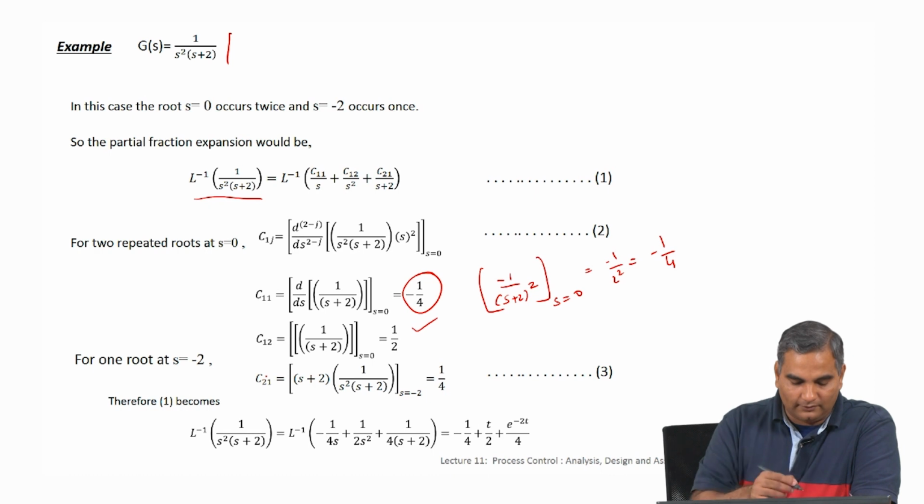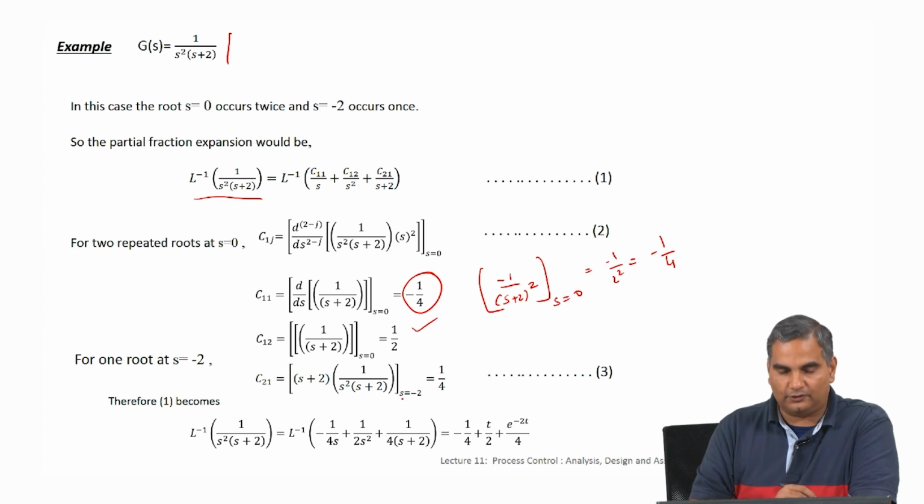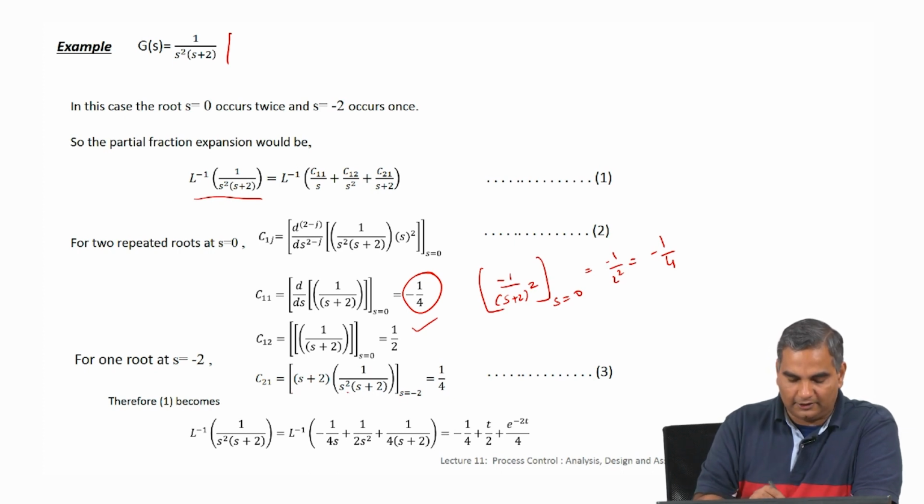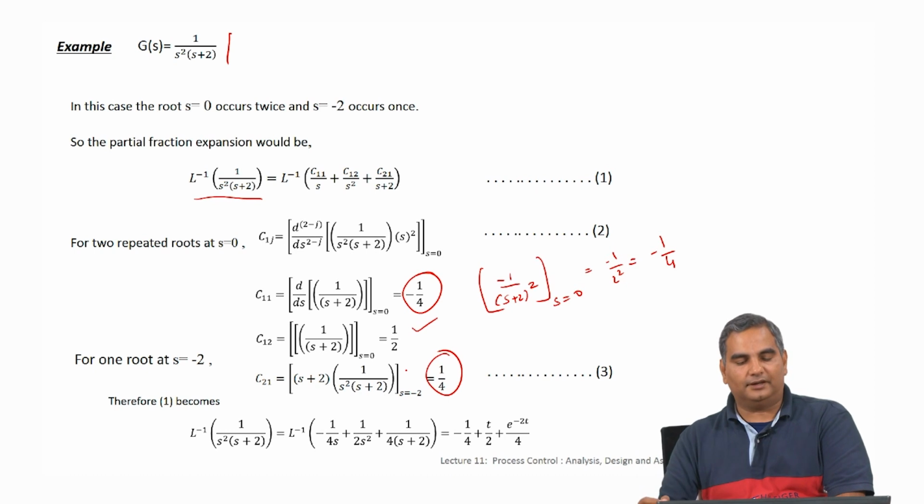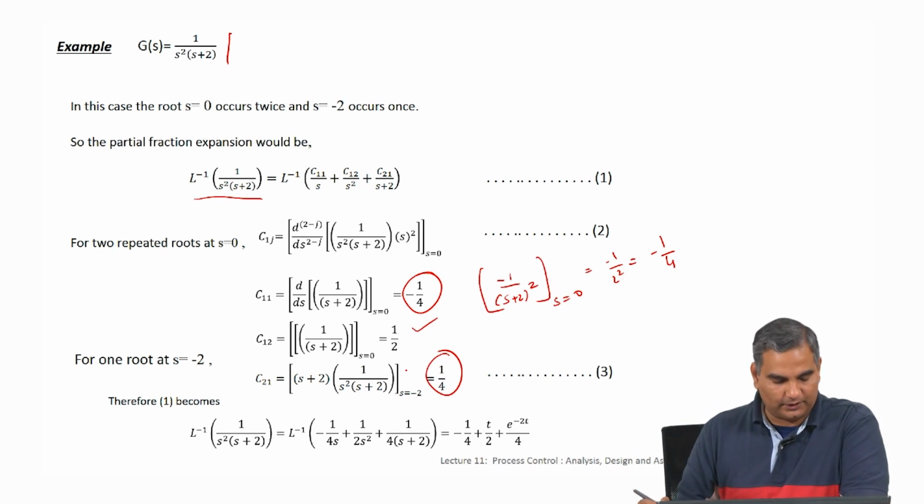For C21, since it is not repeated at all, what I need to do is multiply G(s) by s plus 2 and substitute s equal to minus 2, the root's value. So, when I do that, s plus 2 and s plus 2 get cancelled, I have 1 over s squared, and when I put s equal to minus 2, I get 1 by 4. Look at how simply we are able to do this computation.